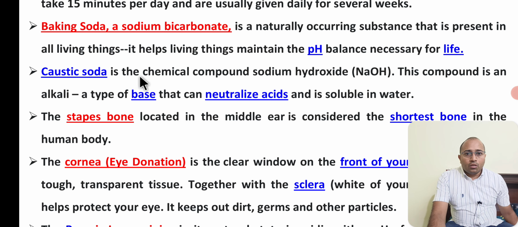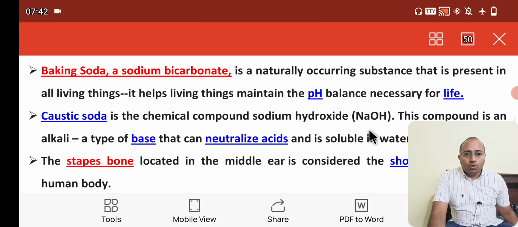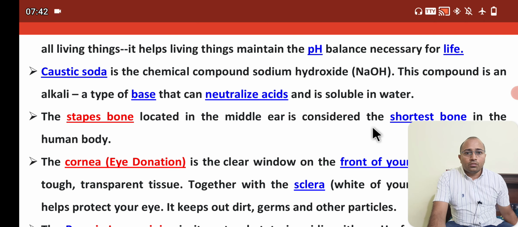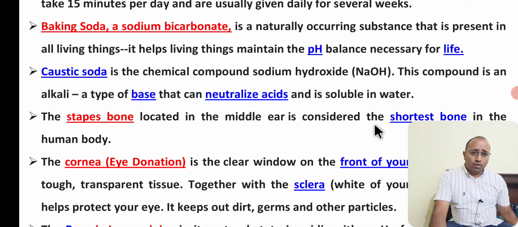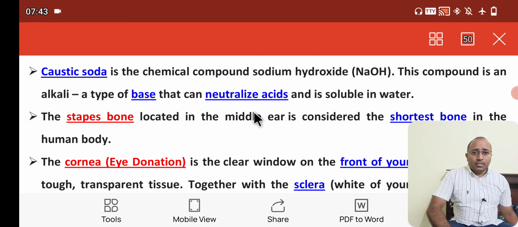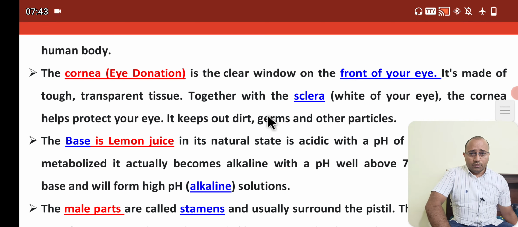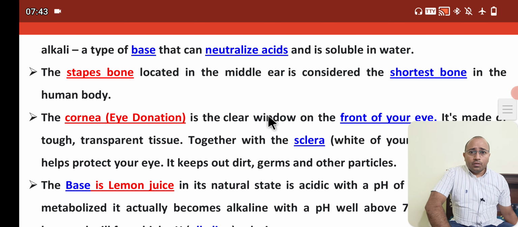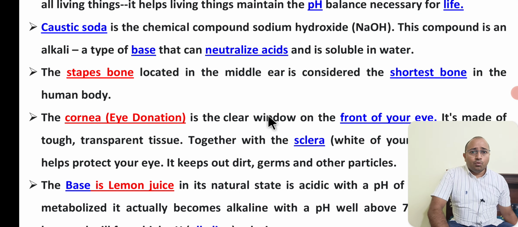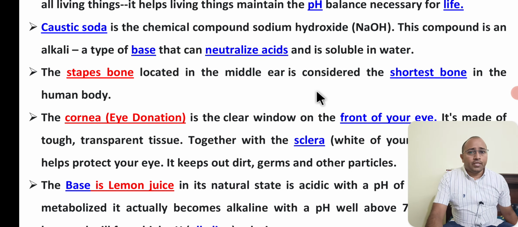You know about caustic soda, sodium hydroxide, which has the most basicity. The pH value of caustic soda is 14. The compound is an alkali. The type of base that can neutralize acids is soluble in water. You should know that the stapes bone is the smallest bone, located in the middle ear, and we can call it the shortest bone.